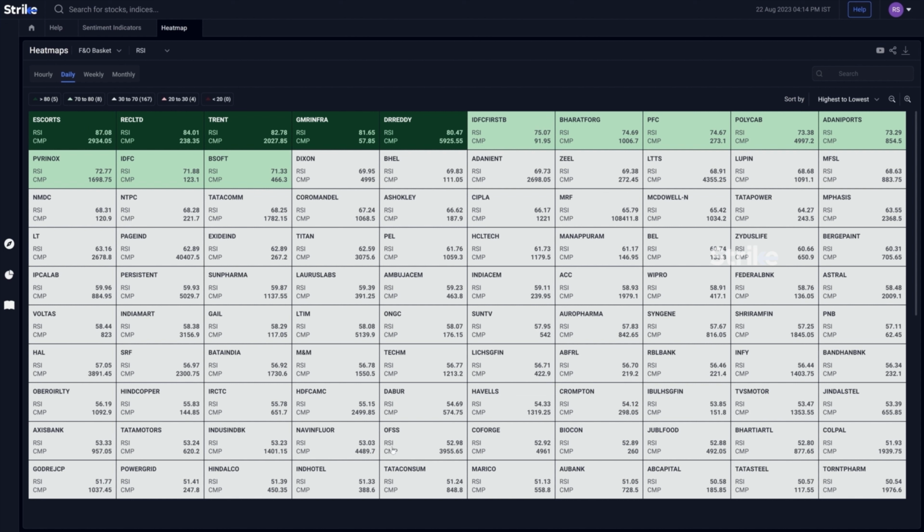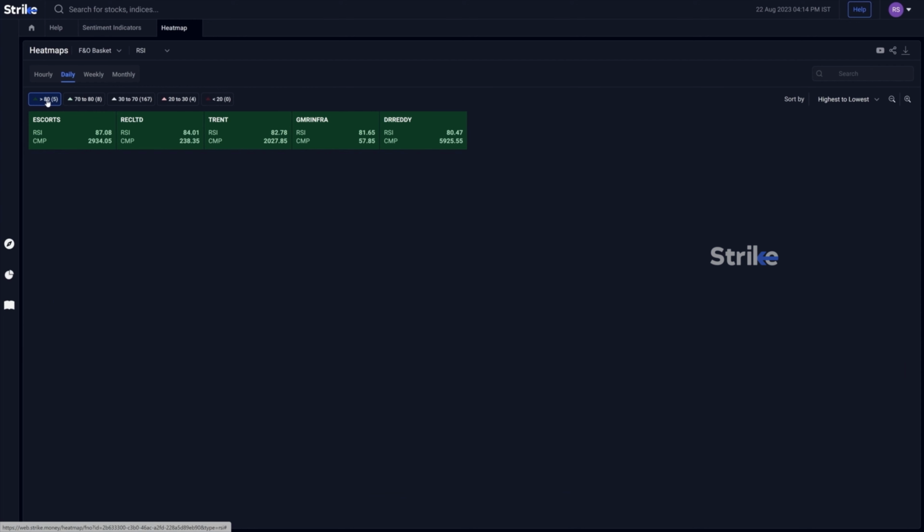Now here it has been sorted from high RSI readings to low RSI readings. So you might want to say, okay, I only want to look at stocks that have an RSI reading of greater than 80 on the daily chart, and you end up with a list of those. So here you have 5 stocks where the RSI on the daily chart is greater than 80.